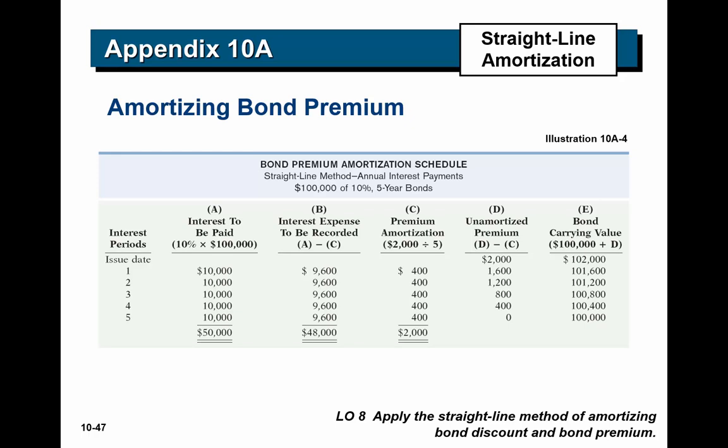So there's an amortization schedule for a bond sold at a premium. You'll see the interest to be paid in column A, the premium amortization in column C, and the difference between them is the amount of interest expense. The carrying value of the bond is the face value plus the premium. As we amortize the premium over the life of the bond, we end up with a carrying value equal to the face value of the bond as it nears maturity.